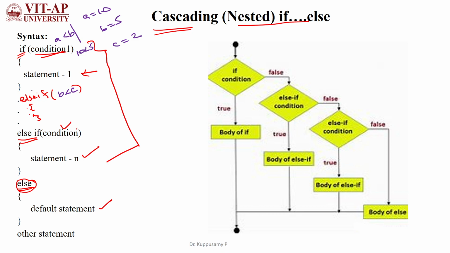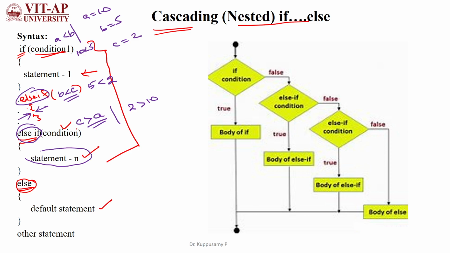Once it is false, this block will not come into the execution. Then again it is checking b less than c, 5 less than 2, so it is also false. Once it is false, this block will not execute, right? Then here we are checking c greater than a, which is 2 greater than 10. Again it is false. Since it is false, this true block will not execute, then the false block will come.